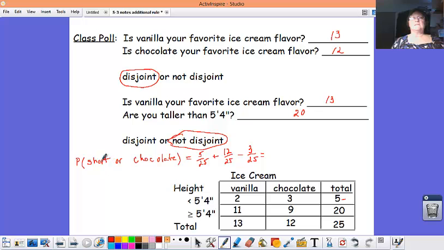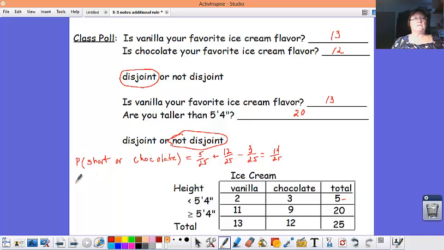So the probability that someone is either shorter than 5'4" or chose chocolate would be 5/25 plus 12/25, that's 17, minus 3, or 14/25. Very good.